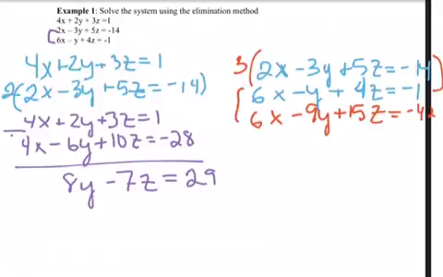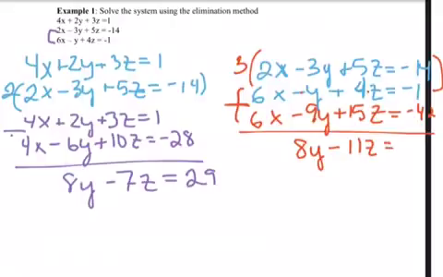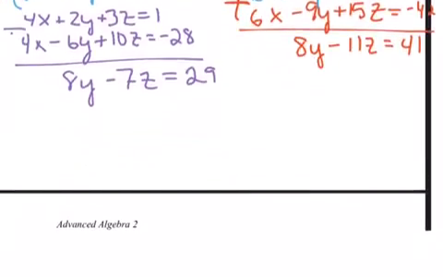So now between these two, I can subtract them. So the x's cancel. I get negative 1y minus negative 9y gives me 8y. 4 minus 15 is negative 11. And 1 minus negative 42 gives me positive 41. So I'm going to take these 2 equations, notice both of them are in terms of y and z, and I'm going to do a system yet again for a third time.